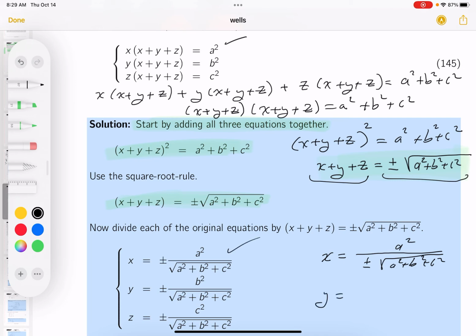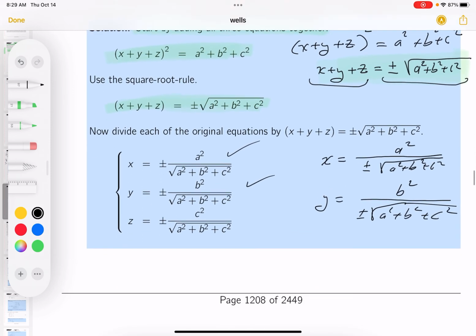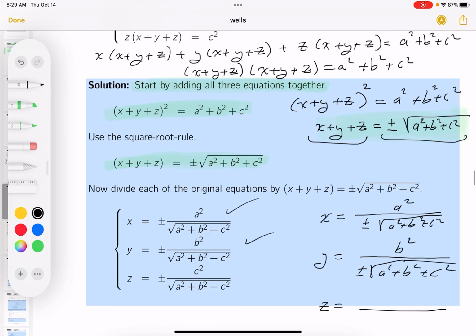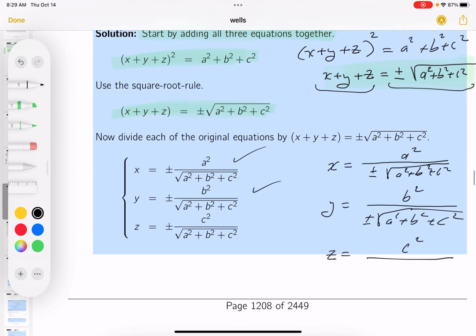Let's do the next one. What's y going to equal to? Well, you're going to get b squared. Again, there's a cancellation over there. Plus or minus a squared plus b squared plus c squared. I'm seeing that there. Again, it can't hurt to have advice given to you. What's the last one going to be? Well, let's take a look. Well, you'd get, let's see, z, and then you get c squared over plus or minus a squared plus b squared plus c squared. And I'm seeing that. All right, not bad.